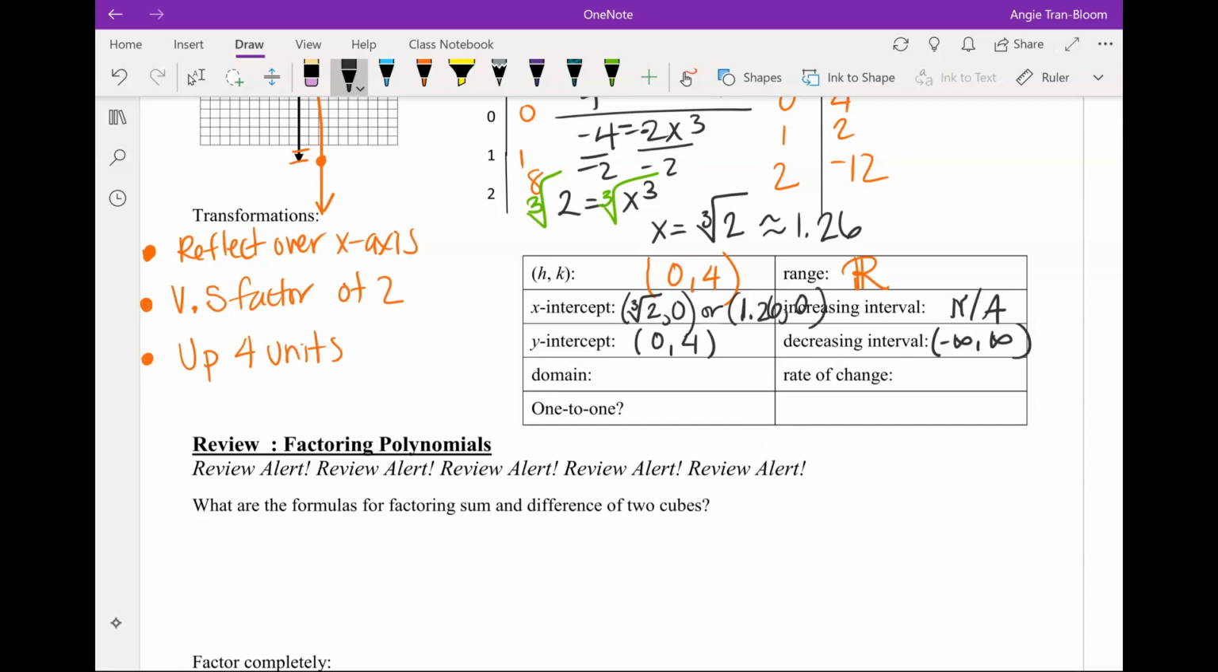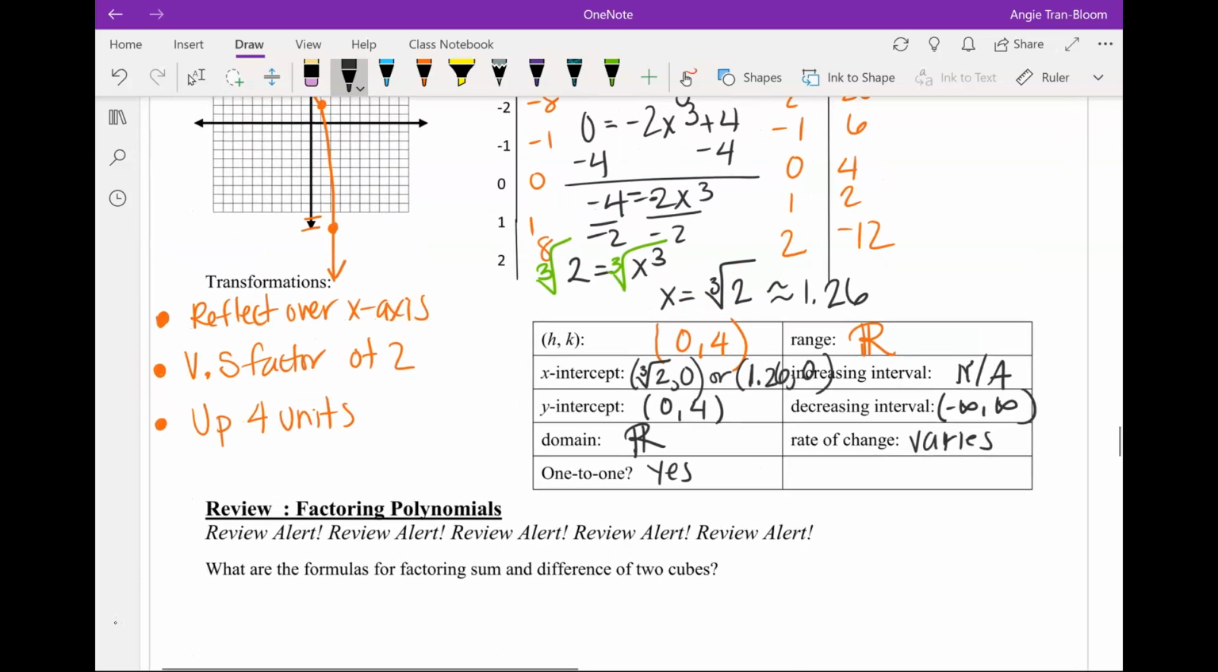Beautiful. What is the domain for this particular function? What's the domain for this? Wonderful. And rate of change. Perfect. Is it a 1-to-1? Yes. So, can you guys see, besides the way that the graph looks differently, all of the math has been the same?